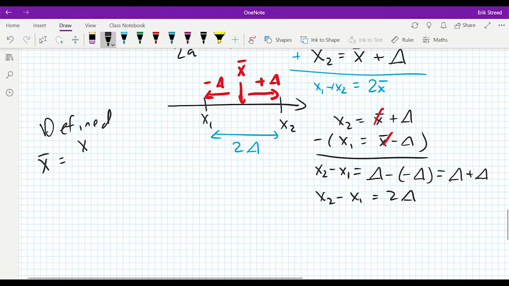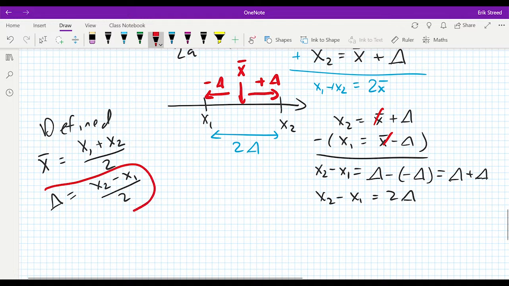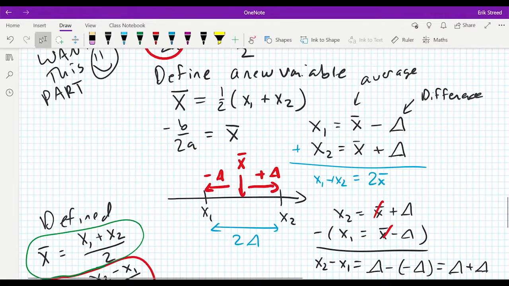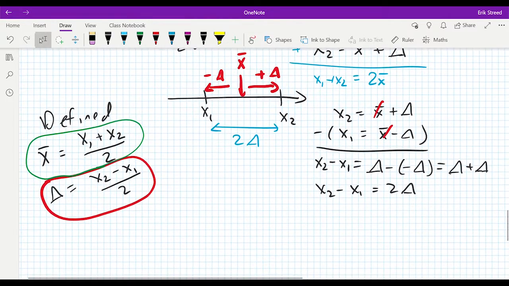All right, so we've defined two new variables. This x bar quantity, x1 plus x2 over 2, and we defined delta as being x2 minus x1 over 2. And we'll use some green for that. So we already knew that we could rewrite our first equation in terms of x bar. So what about our second equation?